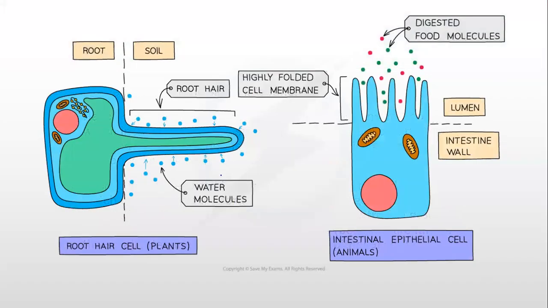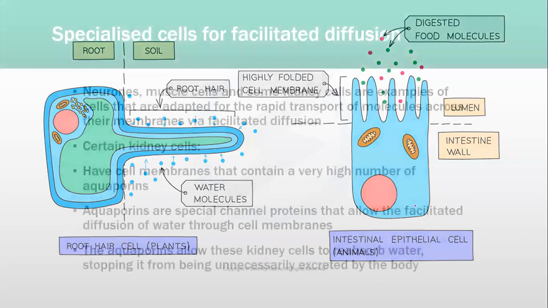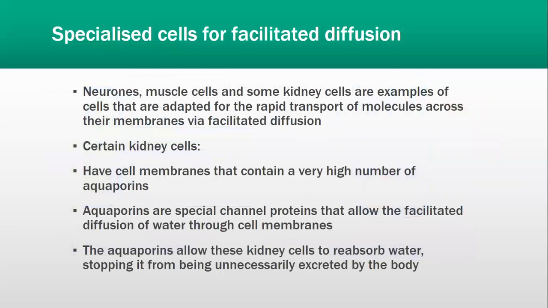So here are the two types of specialized cells that we discussed. This is a diagrammatic form of the root hair cells in plants, and this is the intestinal epithelial cells that we discussed in animals. Neurons, muscle cells, and some kidney cells are also examples of cells that are adapted for the rapid transport of molecules across their membranes via facilitated diffusion. Certain kidney cells have cell membranes that contain a very high number of aquaporin channels.